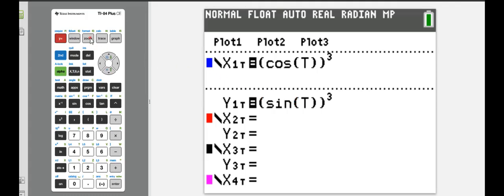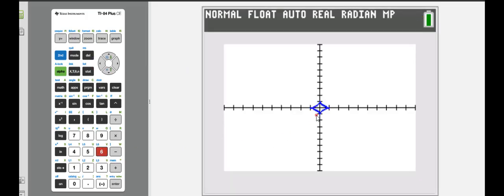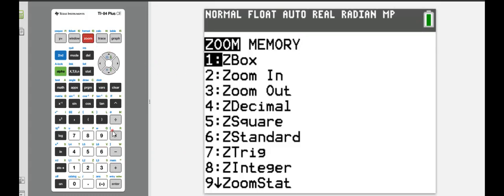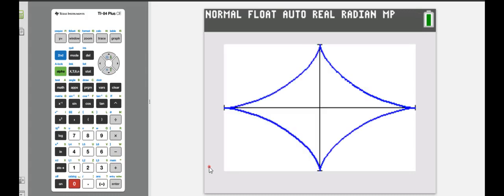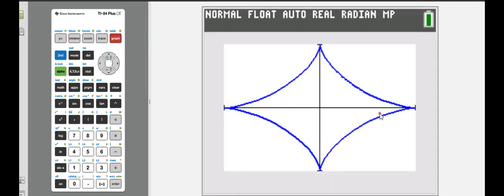And when you try zoom standard, it looks too small. So what I like to do is go to zoom, fit, press 0, and you get a nice graph. And make sure you go to window and see if you're going from 0 to 2 pi, because that was our domain for t. So what you're doing is finding the total length of this curve from 0 to 2 pi. That's what we're trying to do.